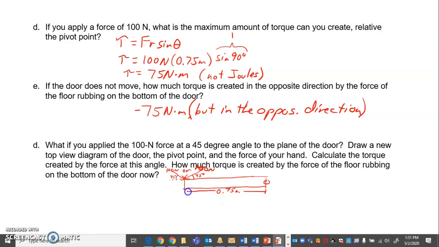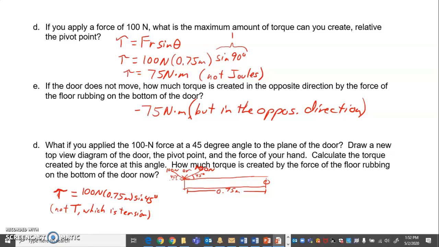These distances, it's really important to put the distances on these free body diagrams that we're going to be drawing in this chapter, and we're going to go into more depth on that. But the torque, and again, Greek letter tau, not T, which is tension. Okay, we want to keep those straight. So tau would be 100 newtons times 0.75 meters times the sine of 45 degrees.